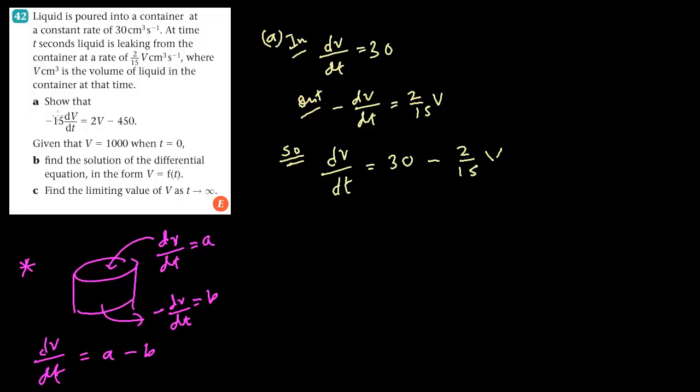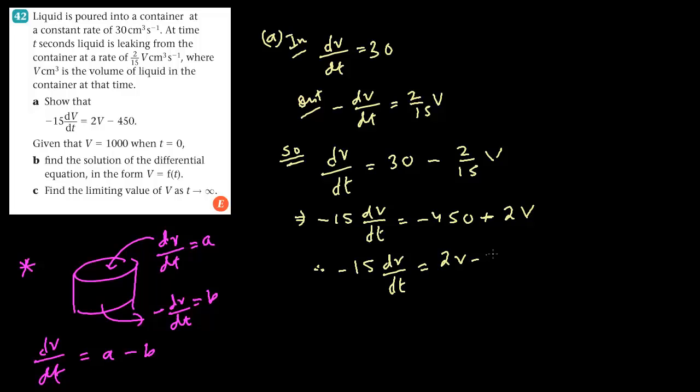Now this is done, but we have to express it in the format that they ask in the question. So we can multiply both sides by minus 15. On the left hand side, minus 15 into dV by dt. On the right hand side, minus 15 into 30 is minus 450, and minus minus is plus, and this would be 2V. So it is shown, we can write therefore minus 15 dV by dt equals 2V minus 450.